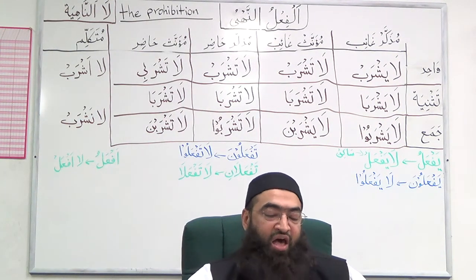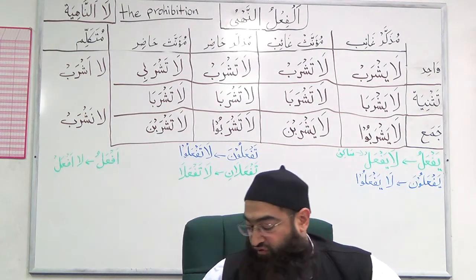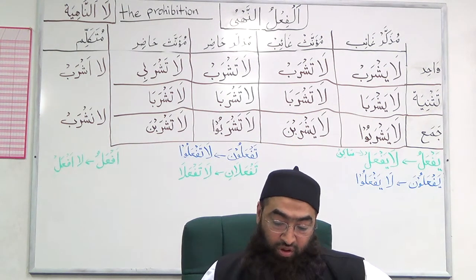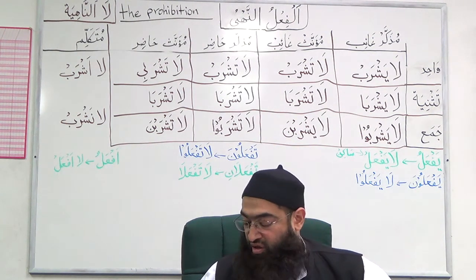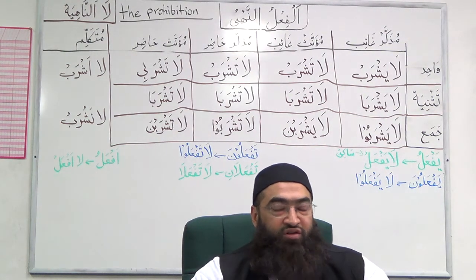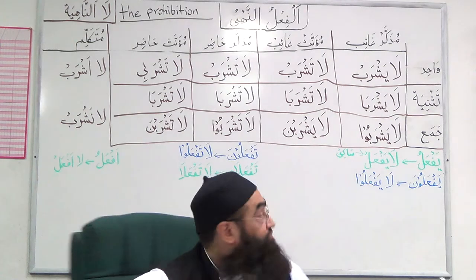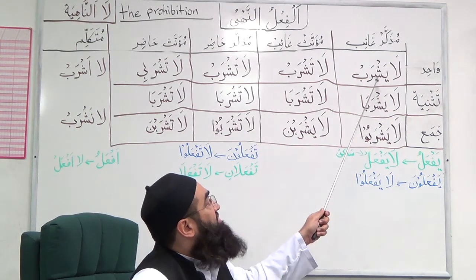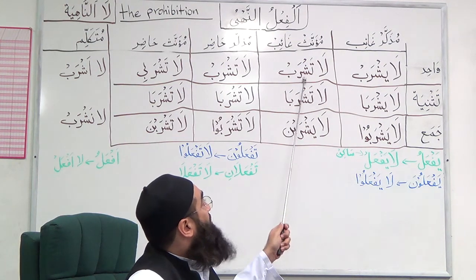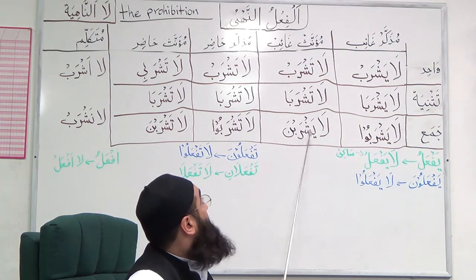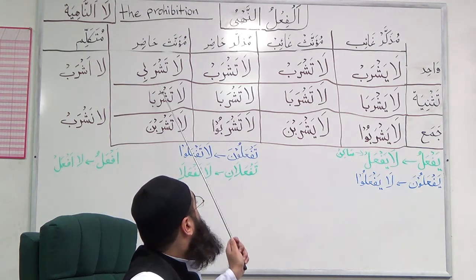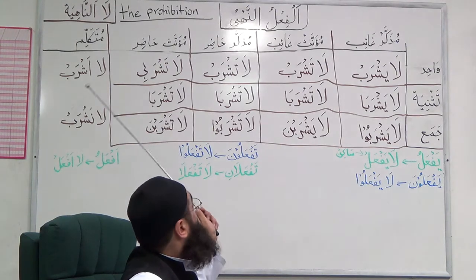So what I just said is how the fi'l an-nahi is formed. It's very easy. An-nahi is made from mudari'. So we've already learned mudari'. For example, if this is the word of mudari', it would be like this. Yashrabu, yashrabani, yashrabuna, tashrabu, tashrabani, yashrabna, tashrabu, tashrabani, tashrabuna, tashrabina, tashrabani, tashrabna, ashrabu, nashrabu.